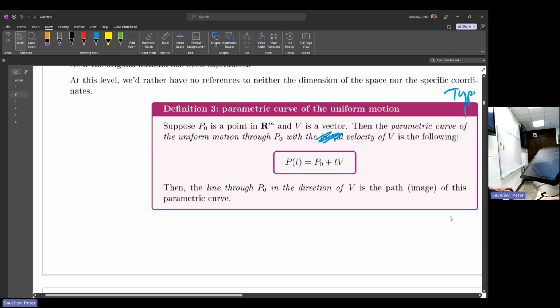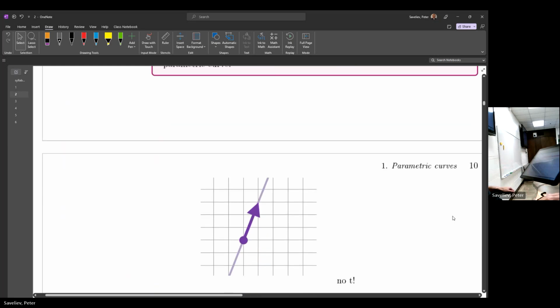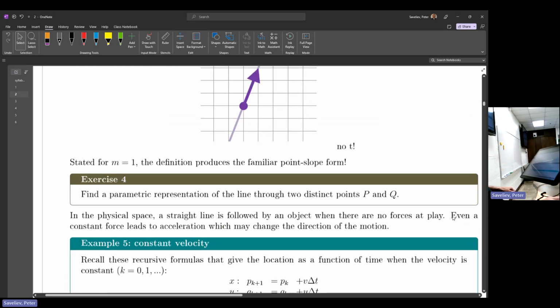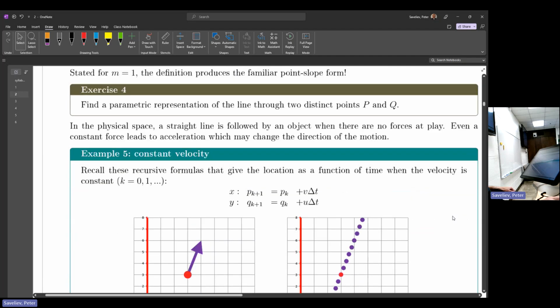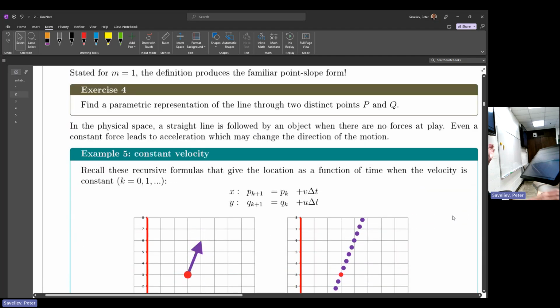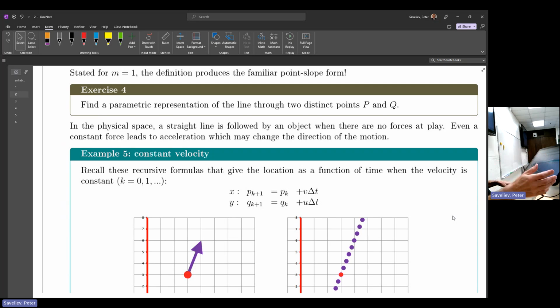So the motion naturally has that extra dimension for time, but the spatial dimension is m. Constant velocity, once again, that's the picture. There's this example that was done for a linear function, and here it is done for what if we were to do the same thing, but as a sequence.